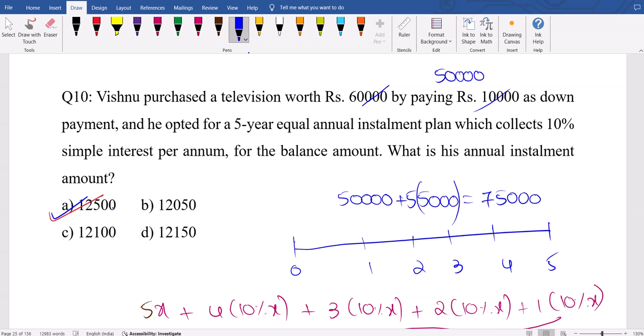So 12,500 into 5 means, guys, you are paying 62,500 rupees. 50,000 is the amount, but you are paying 62,500. Okay, you paid extra. 12,500 rupees you paid extra. That's how they are collecting the interest. How they got the interest, sir? They said 10%. For 50,000 is the pending, they want 10% for 1 year, 5,000. 5 years means 5 into 5,000, 25,000 is the target. So 75,000 fine.